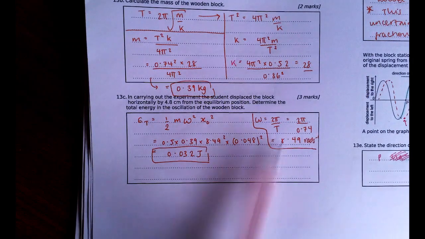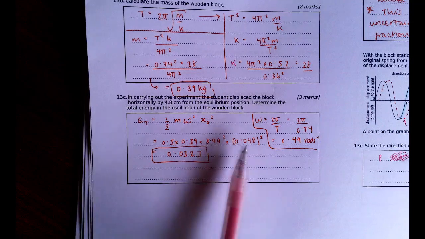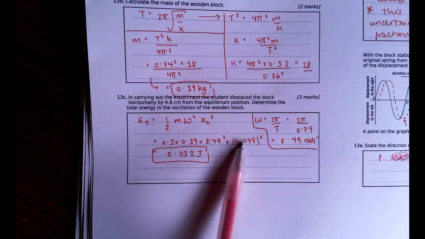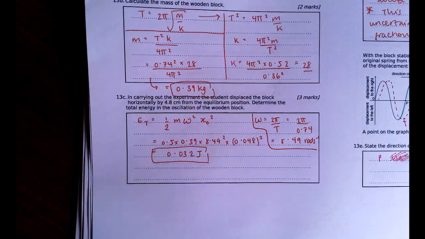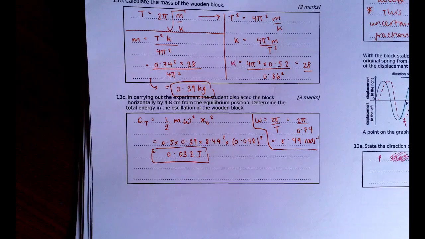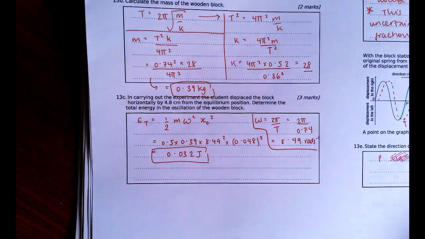So that's omega, but don't forget to square it in the equation. And then this 4.8 is your maximum displacement. That is your x0. Again, don't forget to square it. And then you're just plugging your numbers in and you get your 0.032 joules.